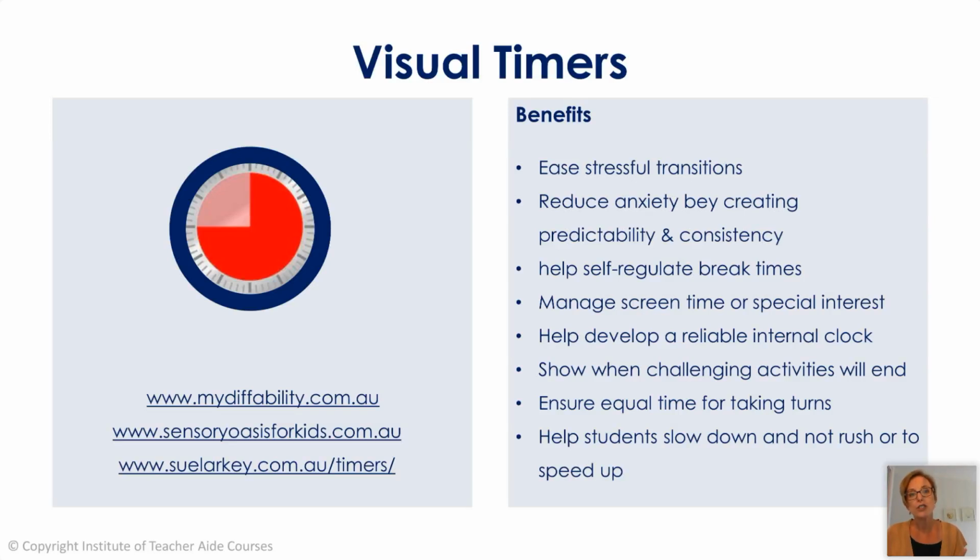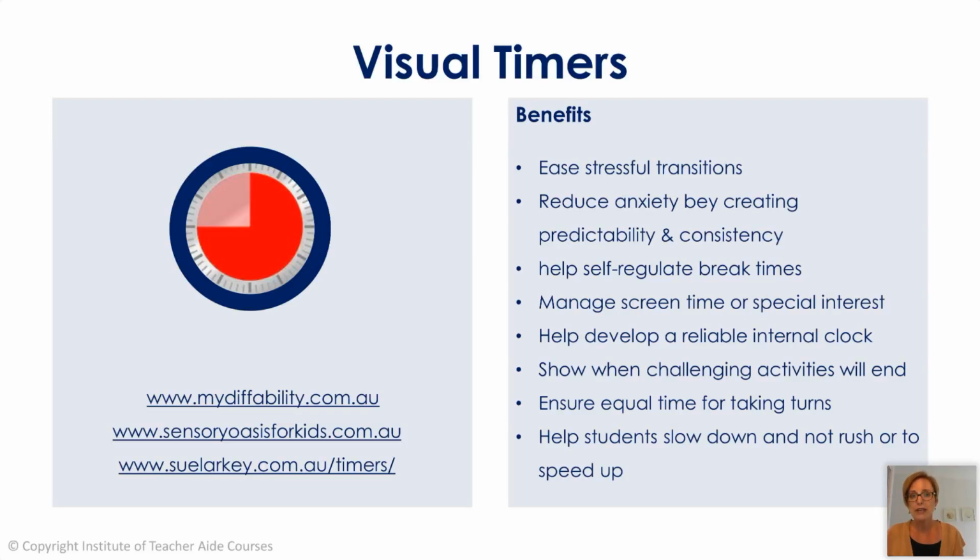You can show when challenging activities will end. So a lot of students, particularly students with autism spectrum disorder, it's very hard to get them engaged in activities that they don't really like. So when it's a challenging activity, if you put a timer on, they know when it's going to finish. So you might have, say, music might be really challenging for them. So if you have the timer on, we've got to do 30 minutes of music, and then you can have some quiet time after that. Then they know when that's going to finish.